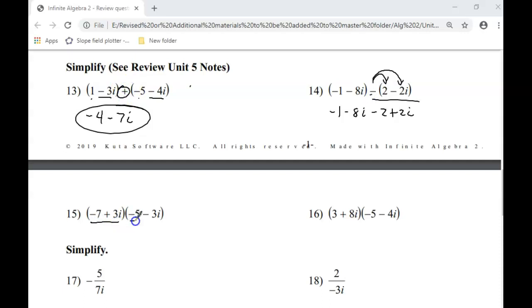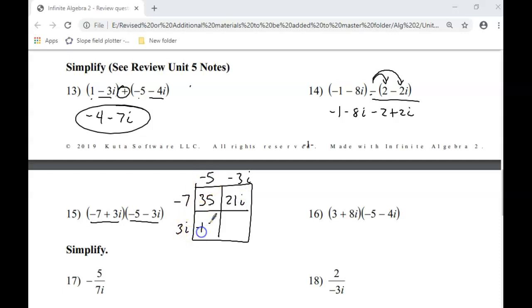This is multiplication, so we're going to do the box method. Can't really do any shortcuts, unfortunately. So negative 7, negative 5 makes positive 35. Negative 7, negative 3i makes positive 21i, and so on.